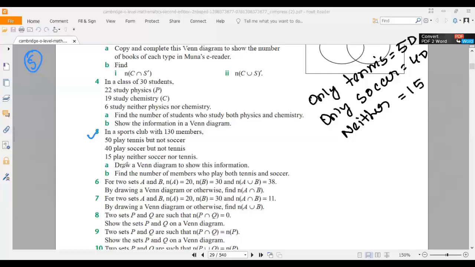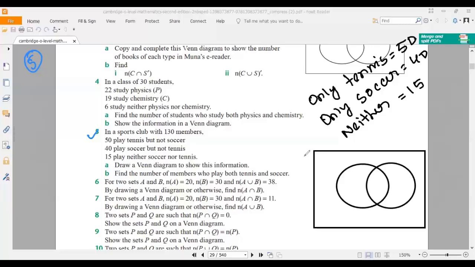Now, the question asks to draw a Venn diagram to show this information. So here, the total number of members is 130. That is the number of elements of the universal set. 50 play tennis but not soccer. That means if this circle is for tennis and this circle is for soccer, then this part is only for tennis. 50 play only tennis, 40 play only soccer, and 15 play neither soccer nor tennis.